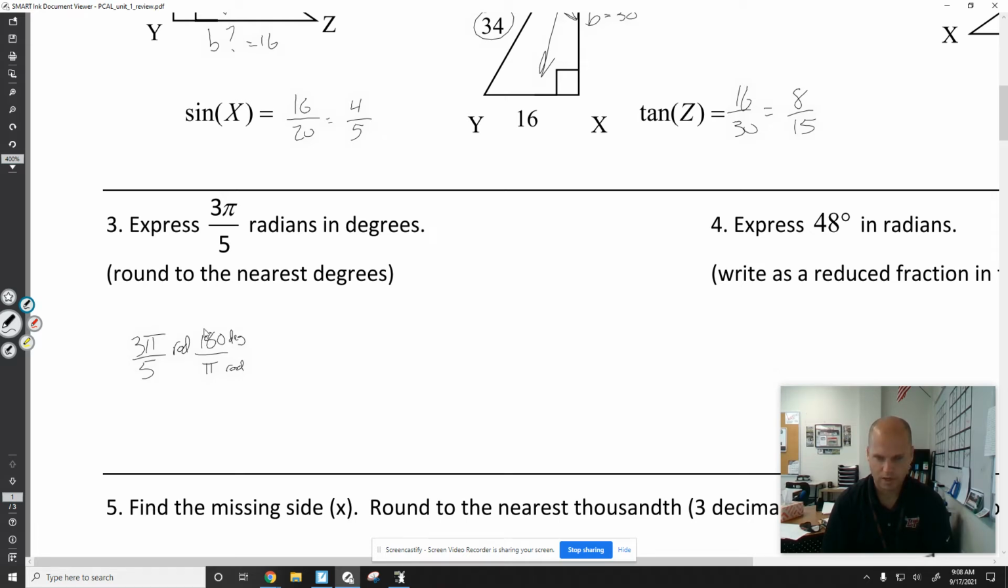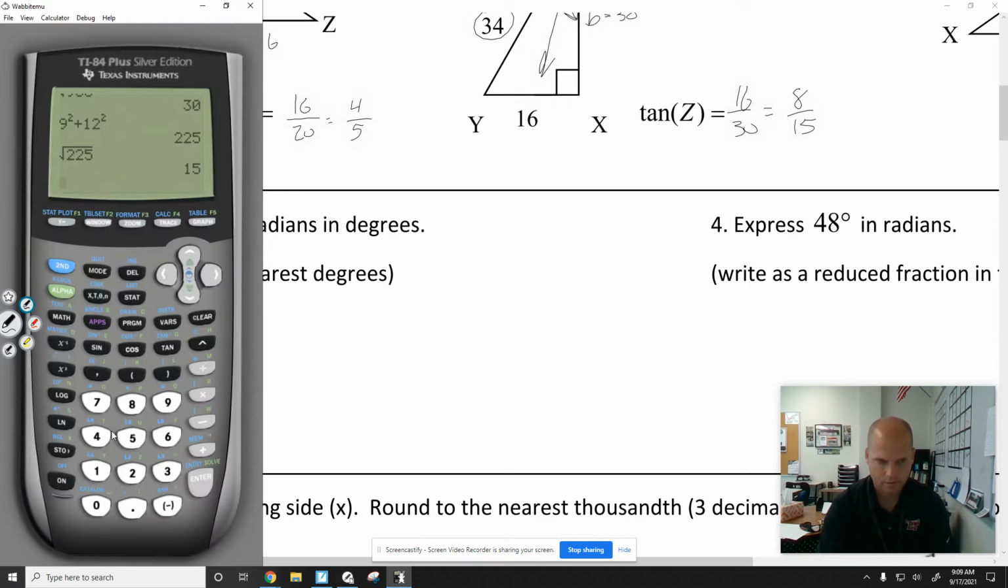So I can multiply by this, which is like kind of an equivalence of 1. It allows us to cross off the rads. It allows us to take that pi and get rid of it. Now I just need to do 180 divided by 5 times 3. You'll have a calculator to do this.